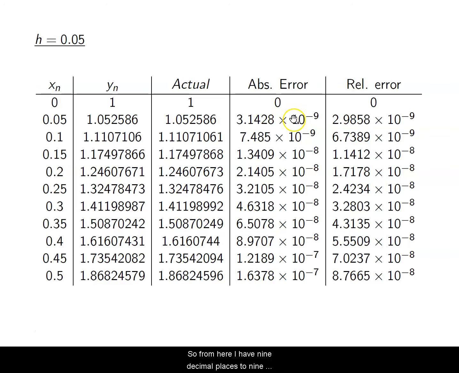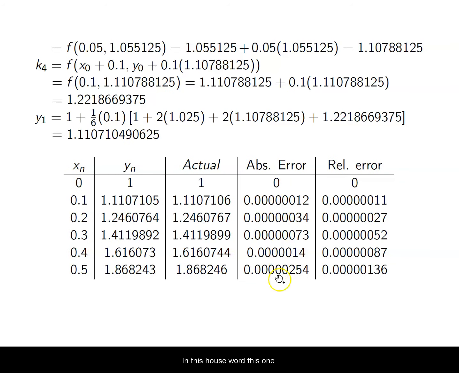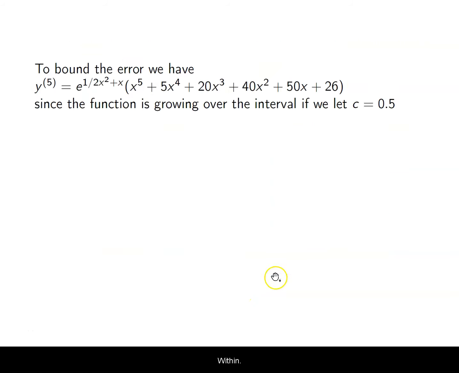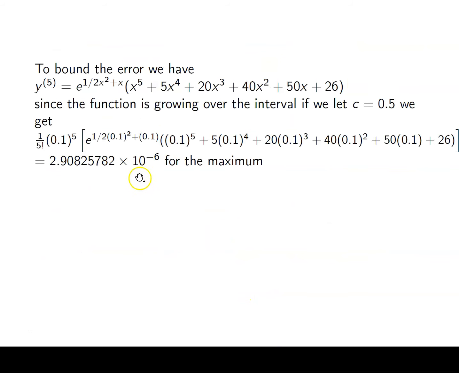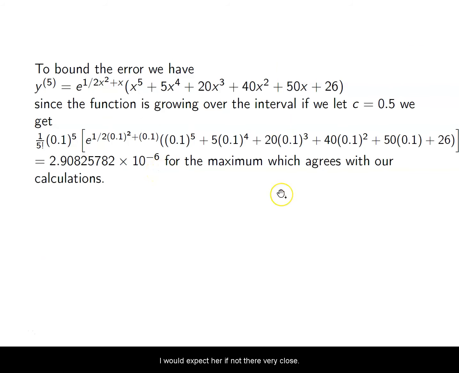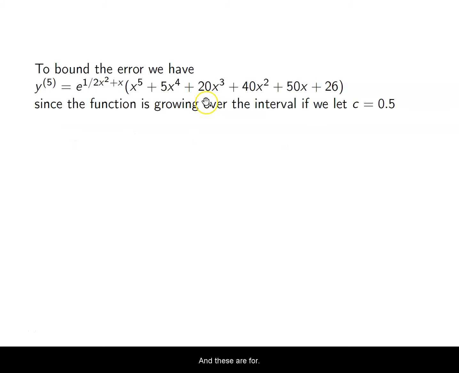So from here, I have 9 decimal places to 9 decimal places. Sorry, 8 to 8 decimal places. None of these have only 5 decimal places. All of them are more than 5. Oh, sorry, that was for this one. Okay, so 1, 2, 3, 4, 5. So all of these are within what we would expect here. If not, they're very close. So again, this agrees with our calculations.